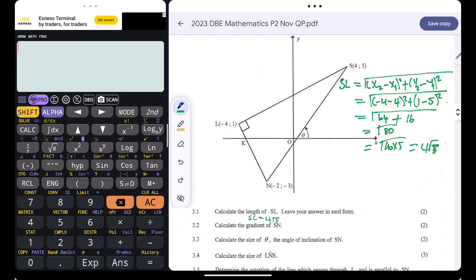Guys, if you can just punch your calculator from this point here, it will get you straight to the answer. This thing is just 2 marks.